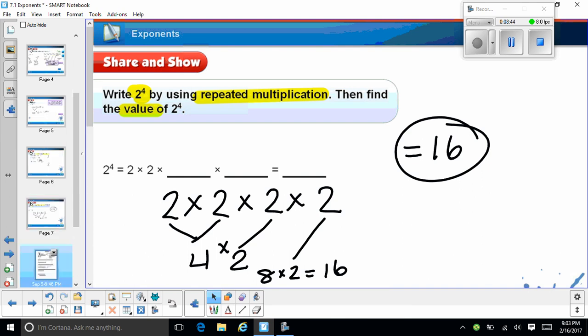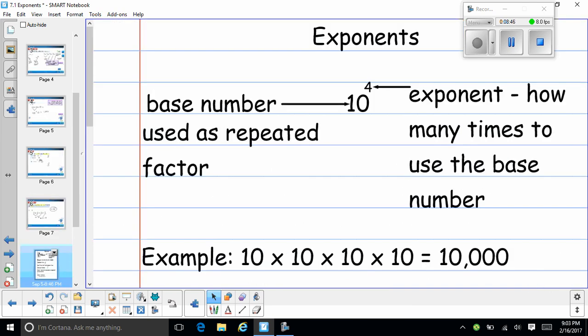All right, last step. What we're going to do is open up our math notebook and copy down the notes on exponents. Once you have the definition of exponents and labeling each part of the exponent, continue to hit play. All right, so we've already pointed out our base number, we've already pointed out our exponent, and then what we want to do is write the written example.